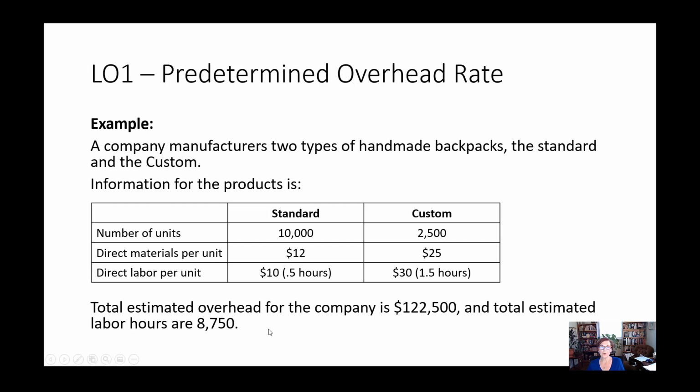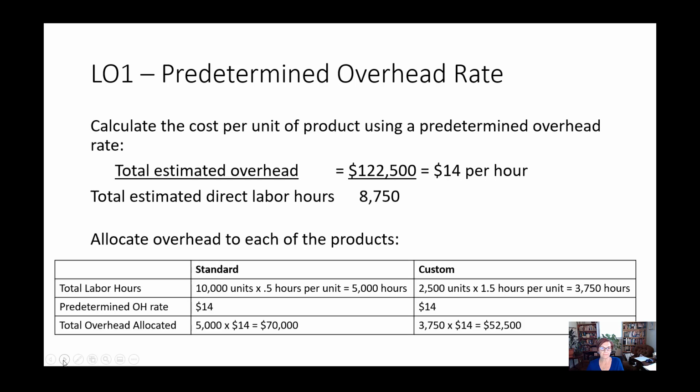Now remember, our goal is to find the cost per unit, and the cost per unit is made up of direct materials, direct labor, and overhead. So we have our materials and labor numbers here, and now we need to find our overhead. So we're going to calculate our predetermined overhead rate, which is the total estimated overhead of $122,500 divided by the total estimated direct labor hours of 87,500. And that gives us $14 per direct labor hour.